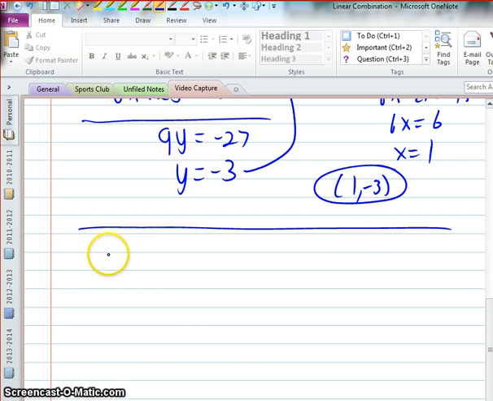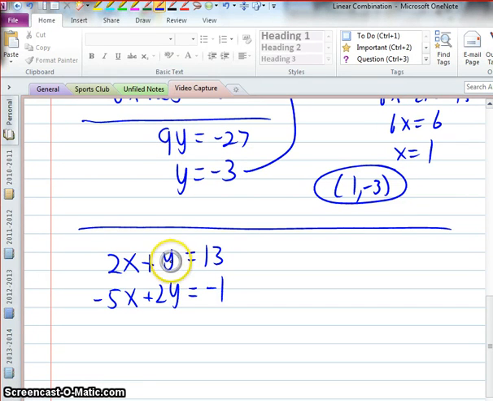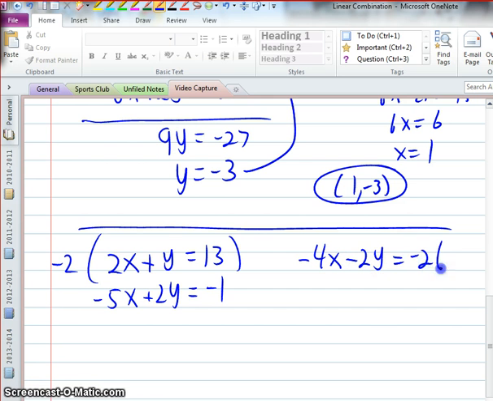Two more. So again, if I add them like they are now, I'll wind up with negative 3x and positive 3y. So I've got to manipulate one or both equations if necessary to be able to do that. Now I don't want this guy up here. If I'm trying to eliminate y's, I don't want to multiply this equation by a positive 2. Then I would have 4y. So instead I'm going to multiply the entire equation by negative 2. So I get negative 4x minus 2y equals negative 26, and negative 5x plus 2y.